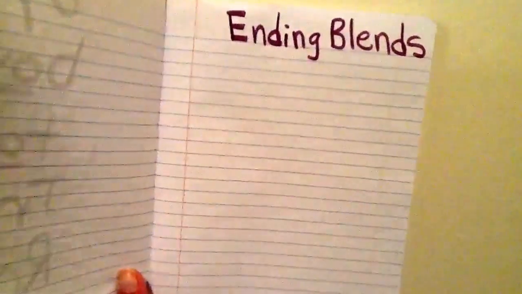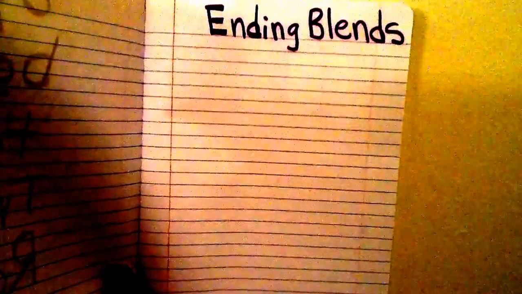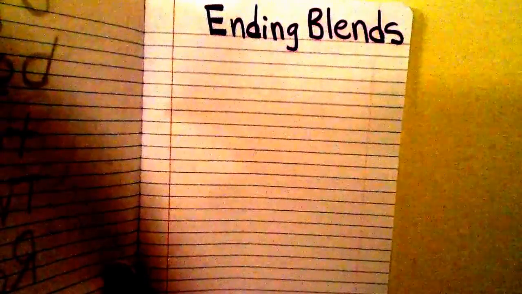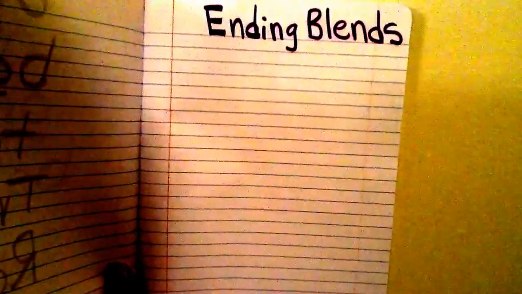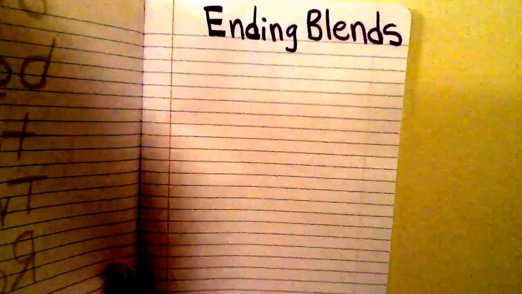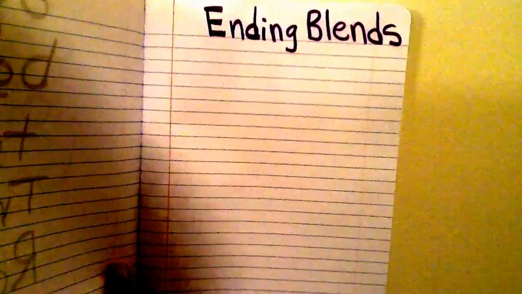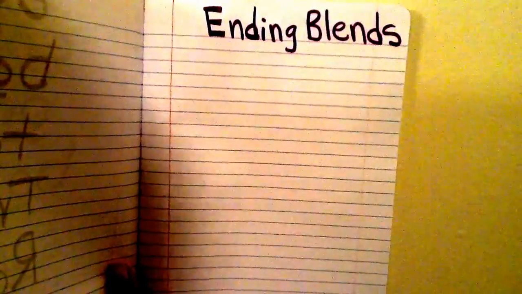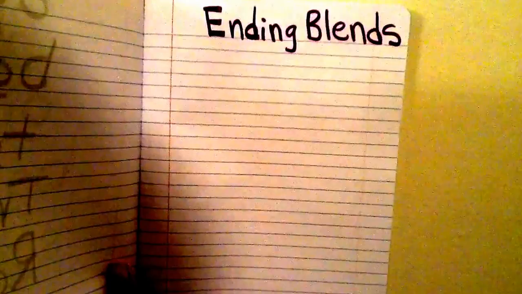E-N-D-I-N-G-B-L-E-N-D-S. And today we're going to practice writing a variety of words that have ending blends in them. And if you recall, a blend is two consonants together, and we've talked about that at the beginning of words, but we can also hear two consonants together at the end of words.